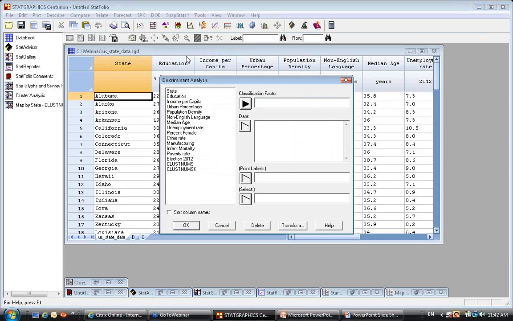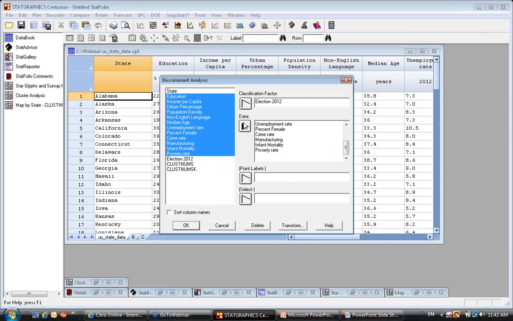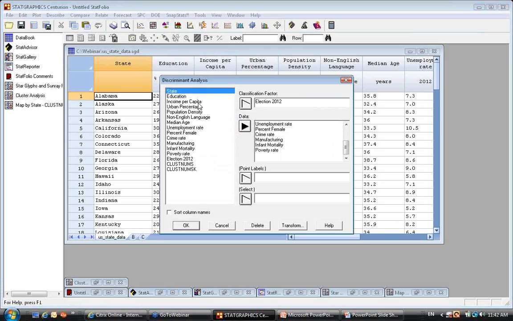Now, the data that I'm going to use, first thing it's asking me for is a classification factor. And that's going to be election 2012. That's either Romney or Obama for each of the 50 states. The data that I'm going to use are education down through poverty rate, the same 12 variables that I looked at when I did the clustering. I'm also going to put where it says point labels state. Let's press OK.